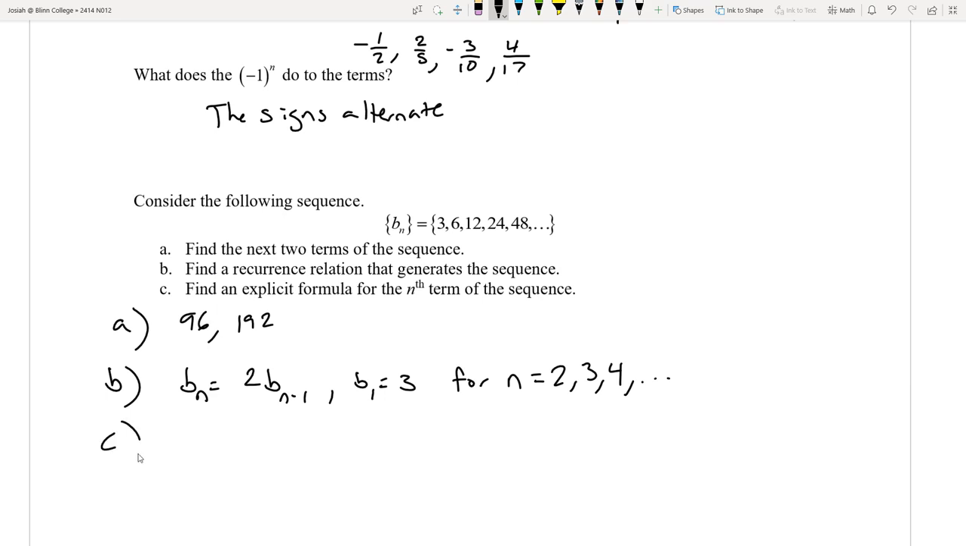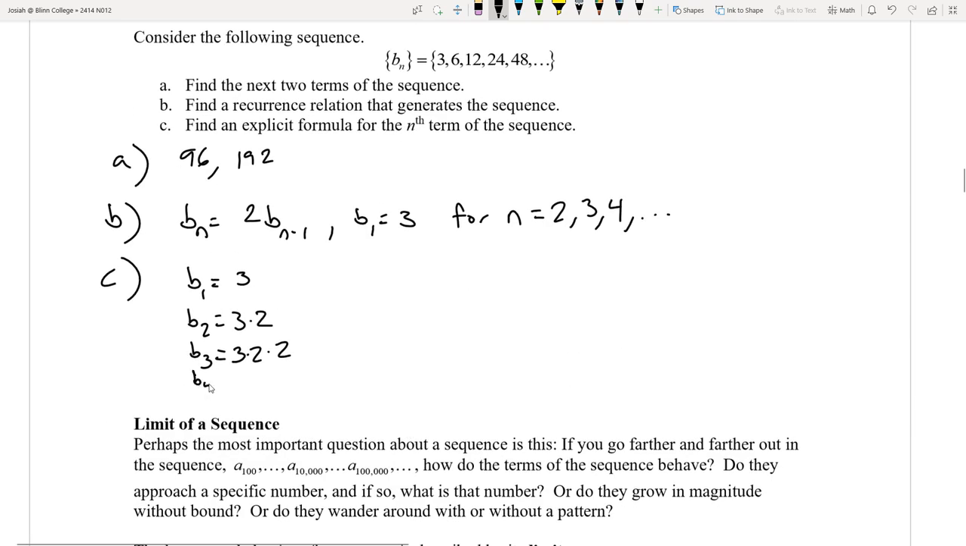The last thing we do then is find our explicit formula. So in this case, we've got b sub 1 equals 3. B sub 2 is 3 times 2. B sub 3 is 3 times 2 times 2.